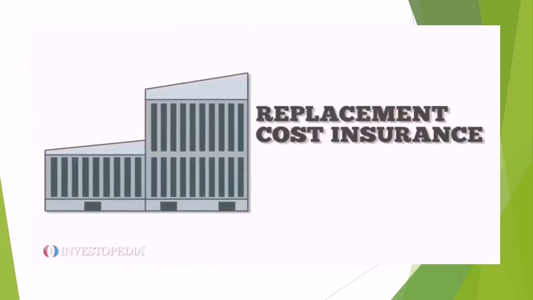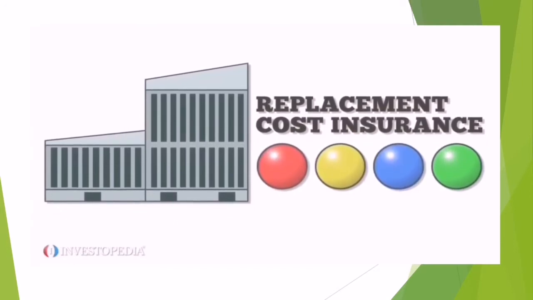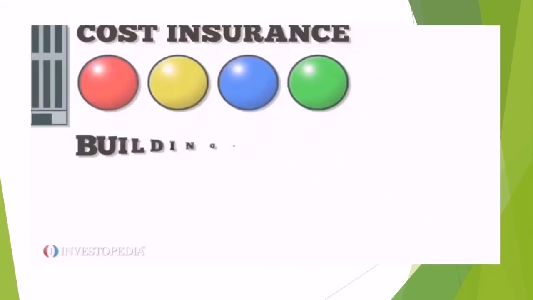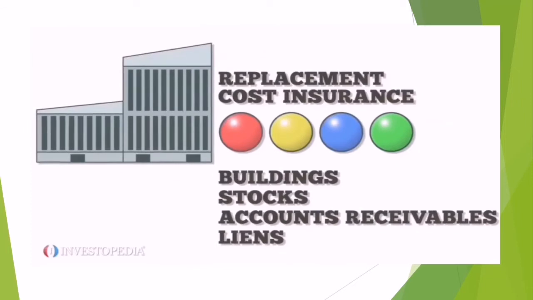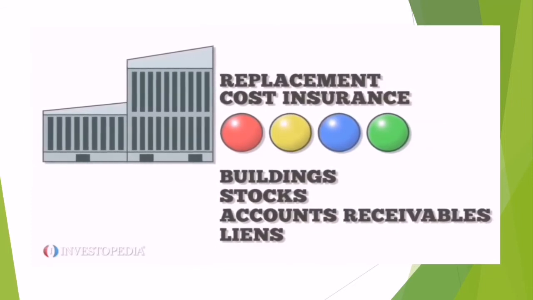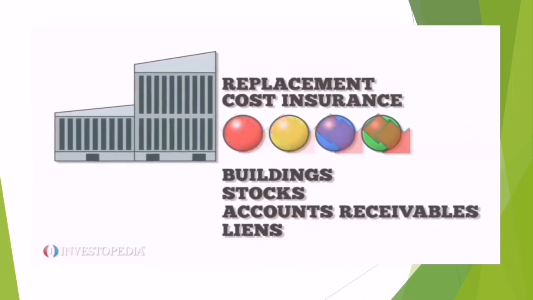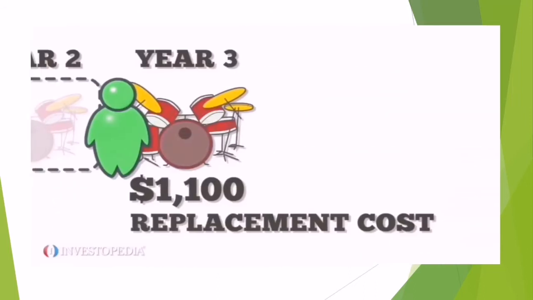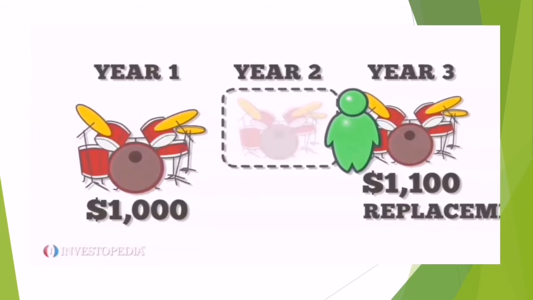Companies can buy replacement cost insurance to protect their assets. The assets companies typically want to protect with such insurance include buildings, stocks, accounts receivables, or liens. Values will change depending on changes in market value. The gradual depreciation of an asset's value is not a consideration. A replacement cost is usually higher than an item's current value, but that does not always matter to the insurance company.